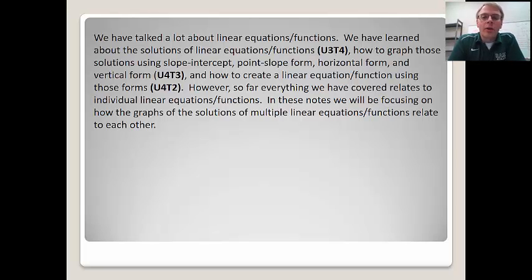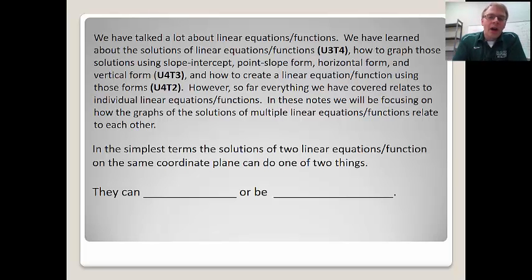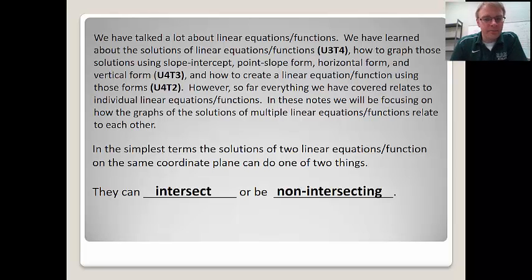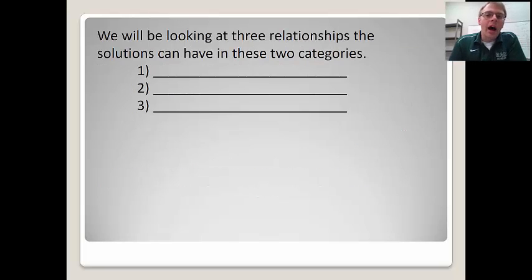So far, everything we've dealt with when it comes to our linear equations or functions has been dealing with an individual linear equation or function. In this unit, we're going to start dealing with multiple linear equations or functions at the same time. In the simplest terms, if we were to take the solutions of two different linear equations and put them on the same coordinate plane, they could either intersect or be non-intersecting. Pretty straightforward there.